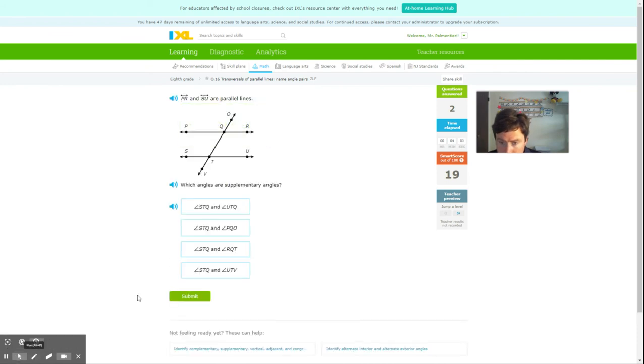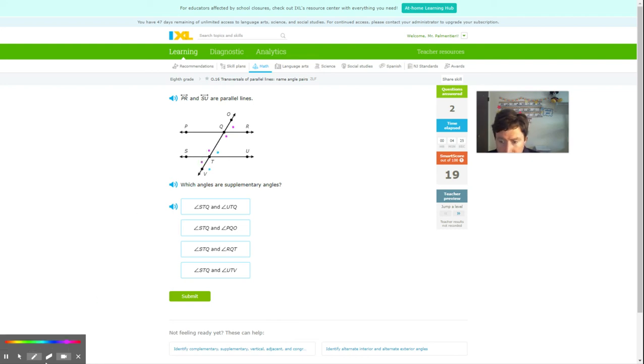Okay, now they're asking for supplementary angles. Supplementary is where you take two angles and you add them together, and they're going to equal 180. So like these two angles, if I add these together, they're going to be 180. All right, now if I add these two together, they're going to be 180 and so forth.